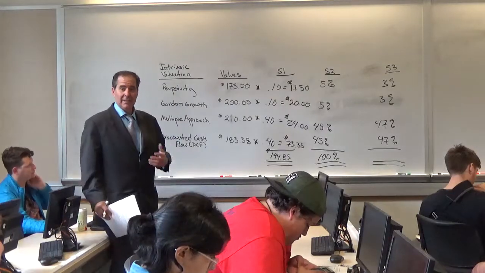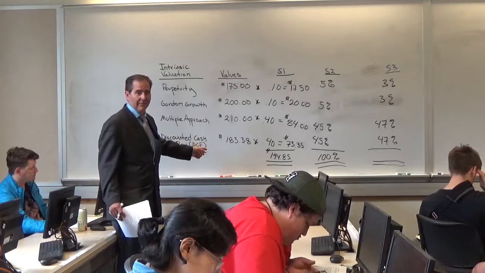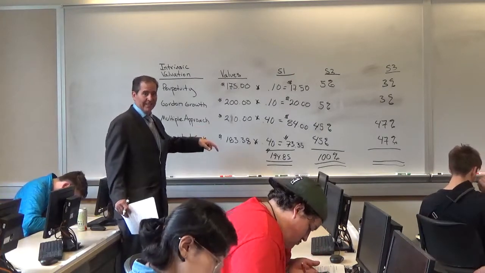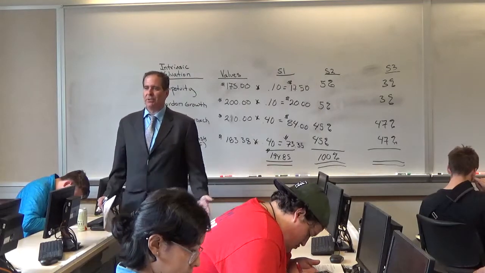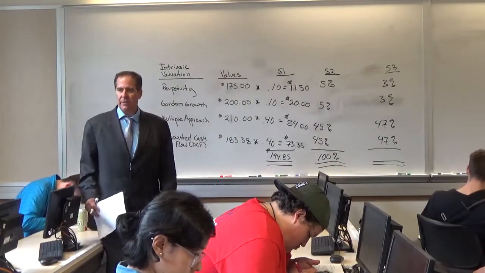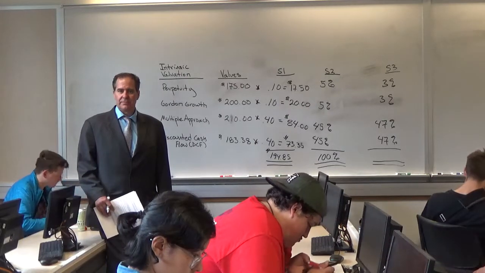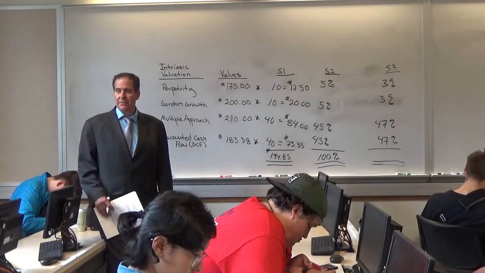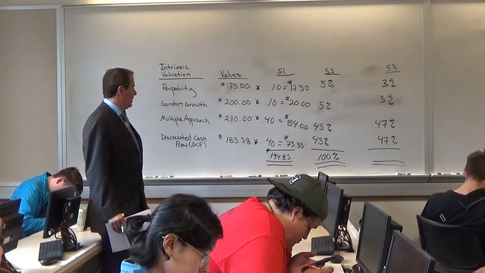So in this case, the decision rule is not based on multiple and DCF. In this case, it's how much weight do you want to give perpetuity and Gordon growth? Do you want to give it more or less? I wanna give perpetuity even less, but Gordon growth slightly more.